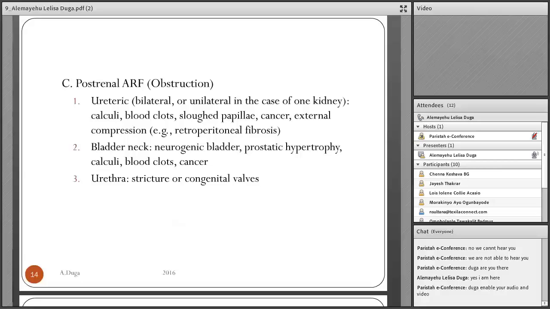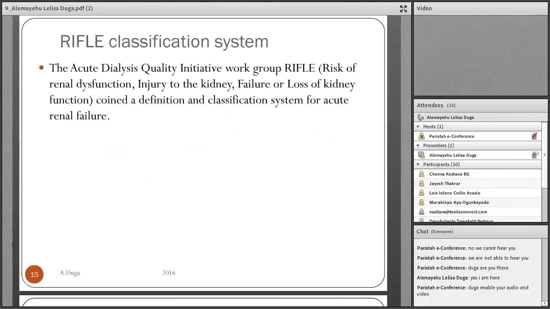When I come to the third one, it is post-renal acute renal failure. So it has to do with tubules that transport waste material from kidney towards urethra. So it includes urethra, bladder neck, and ureteric tubules. We can classify acute kidney failure in different ways.